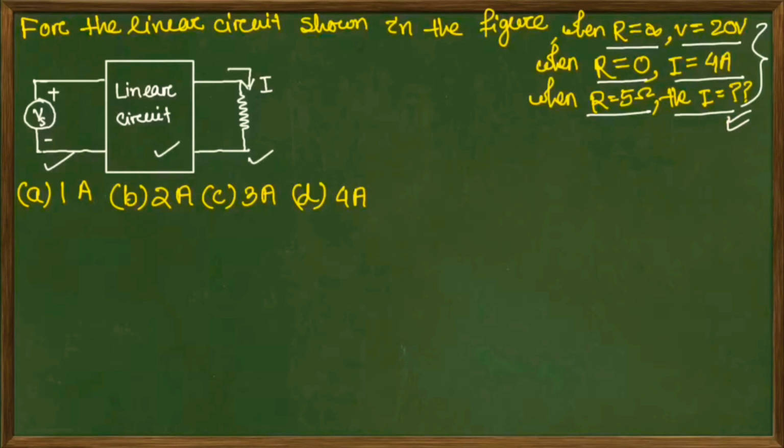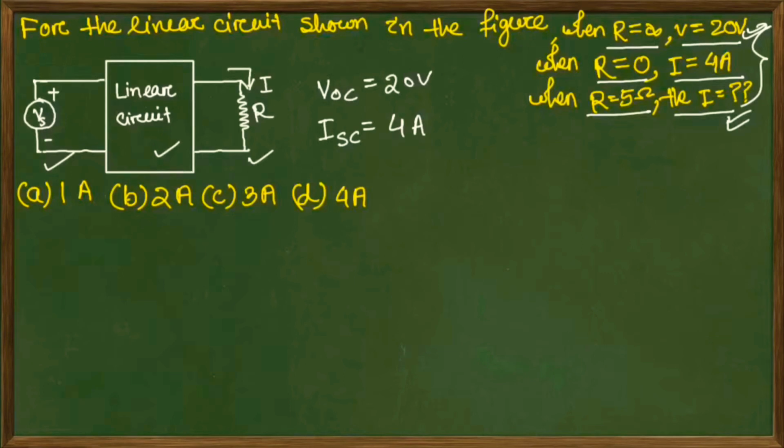See here, when R equals infinite, where this one is your R, it means this is an open circuit. So the open circuit voltage is given as 20 volt. So VOC is 20 volt. When R equals 0 it means short circuit. R is 0 means there is no presence of R, so this path will be shorted. So when R equals 0, I equals 4 ampere. So here I is given as the short circuit current, ISC equal to 4 ampere.